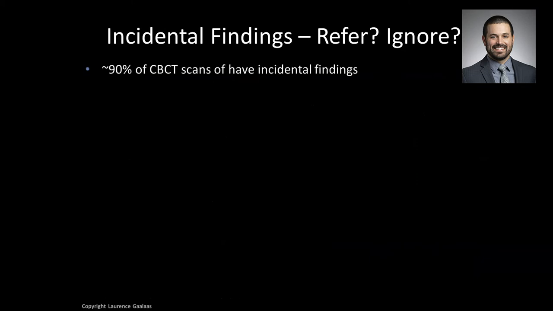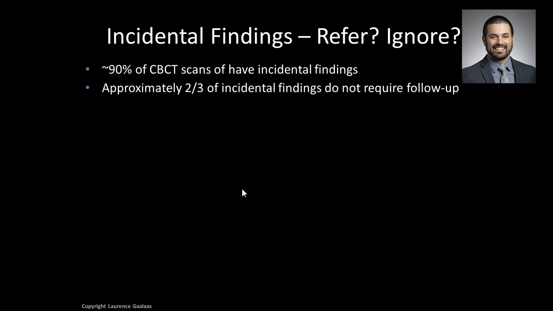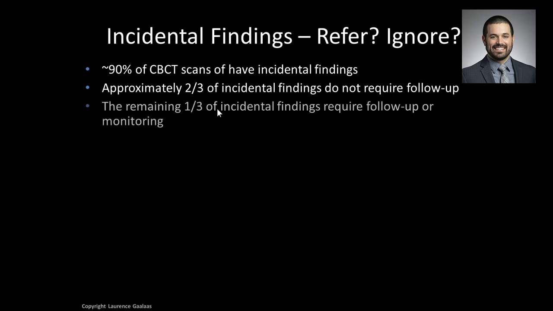About 90% of cone beam CT scans have incidental findings, which is a big number, so we'll break that down. Of those 90%, about two-thirds don't require follow-up. You need to recognize what they are and recognize that they just kind of show up, and we don't have to do anything about them. If you don't know what they are, they can be confusing, and you start to wonder, is that pathology or what is that? The remaining third of those incidental findings do require some form of follow-up or monitoring.